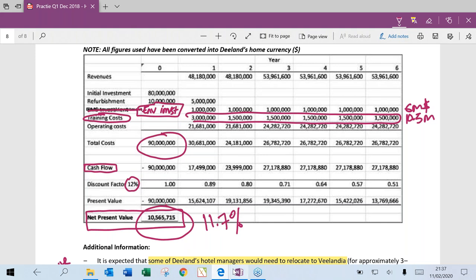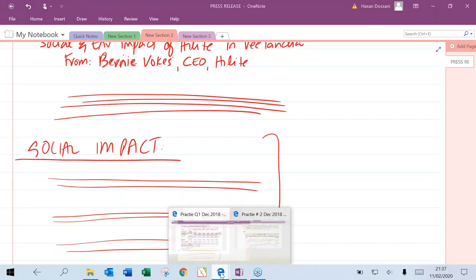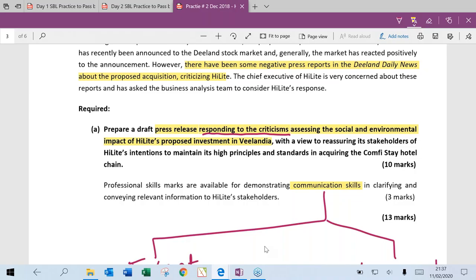Because it's low marks, it's like 10 marks technical. Let me see how much marks there was. 10 plus 3, 13 marks, right? So 7 marks for social, 6 marks for environmental. So I will not explain that. Customer satisfaction? No, Yasin. Why do you need to include customer satisfaction when there is nothing mentioned in the article? You have to stick with the exhibits. The requirement is to respond to the criticism. There was no single word about customers, so stay away from giving ideal answers, please.